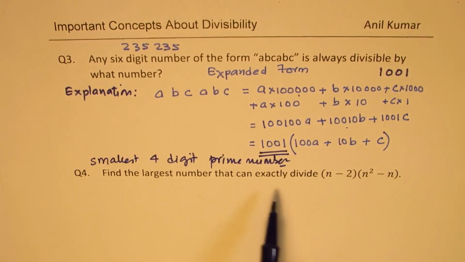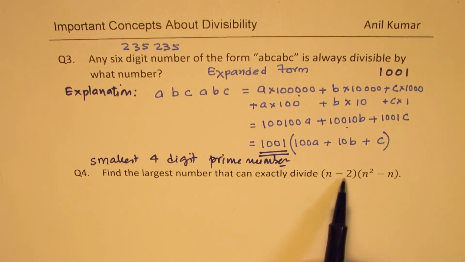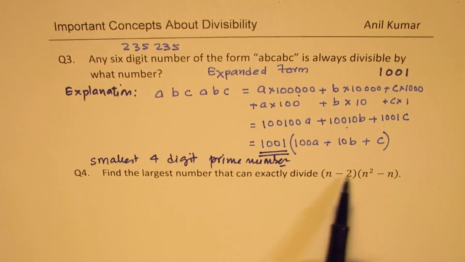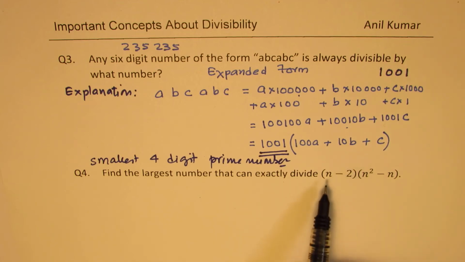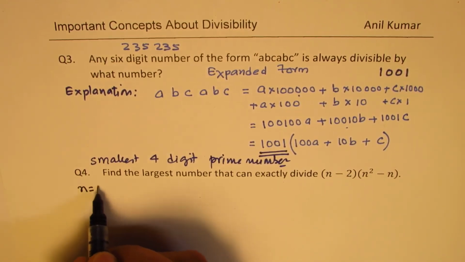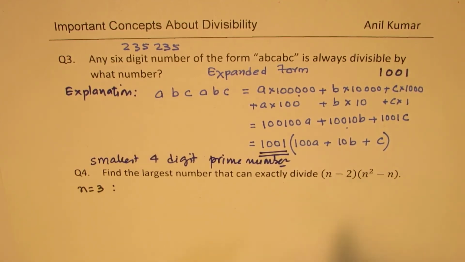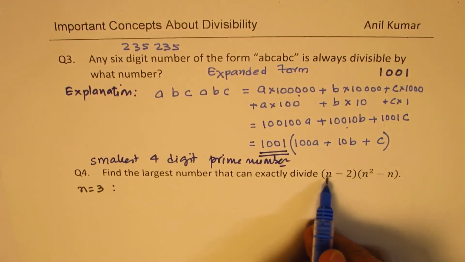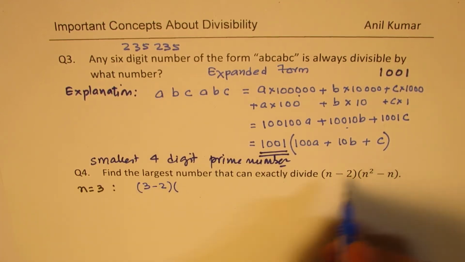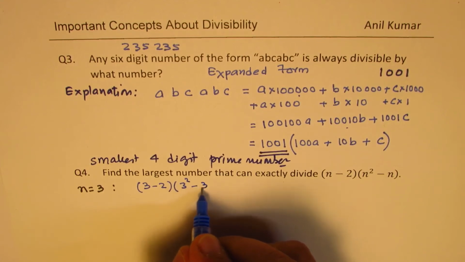Find the largest number that can exactly divide (n minus 2) times (n squared minus n). Now in such cases, whenever you have these type of questions, the idea is that you have to substitute the value of n. You cannot substitute 2. 2 will make it 0, right? So if I write n equals to 3, in that case, what happens? So let's just substitute n as 3 in this. We get (3 minus 2) times (3 squared minus 3).